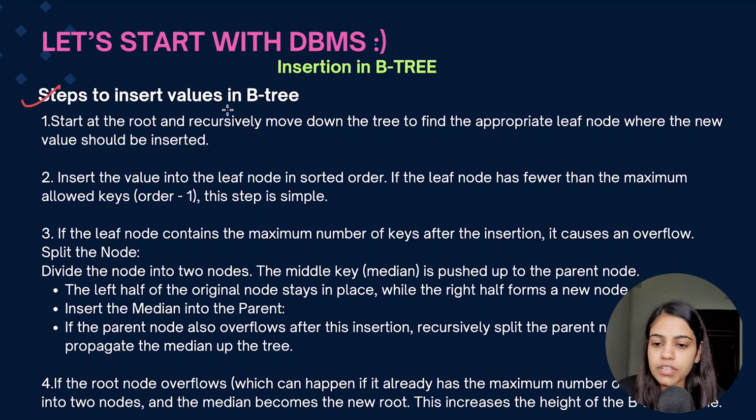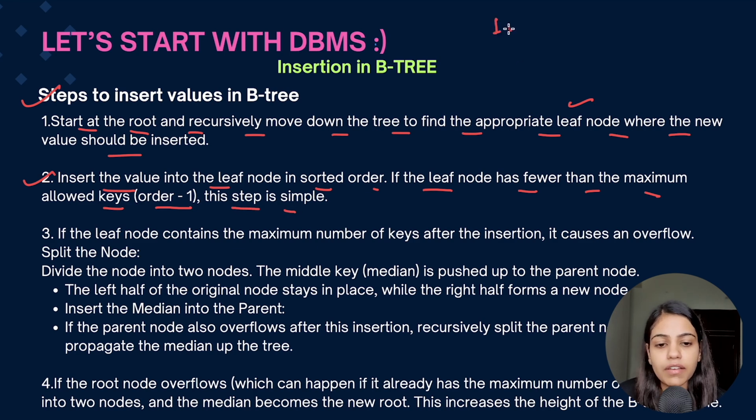So what are the steps to insert values into the B-tree? The first one is to start at the root and recursively move down the tree to find the appropriate leaf node where the new value should be inserted. As I told, insertion in the tree always happens at the leaf node. So we have to find the leaf node where we can insert the value. The second one is to insert the value into the leaf node in sorted order. If the leaf node has fewer than the maximum allowed keys, that is order minus 1, this step is simple.